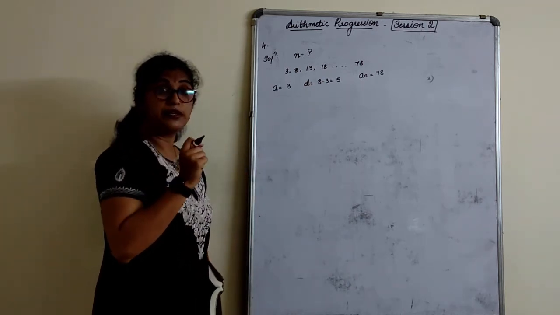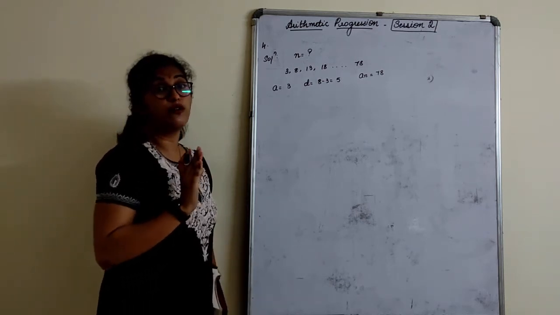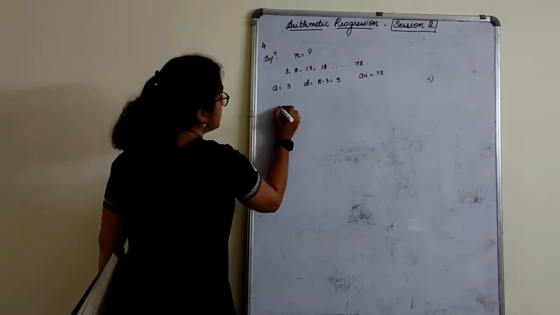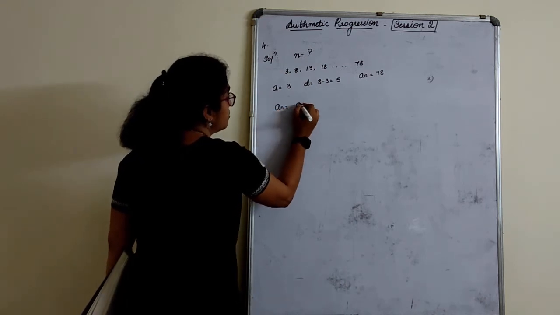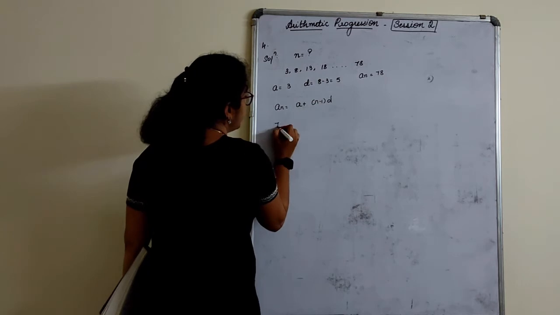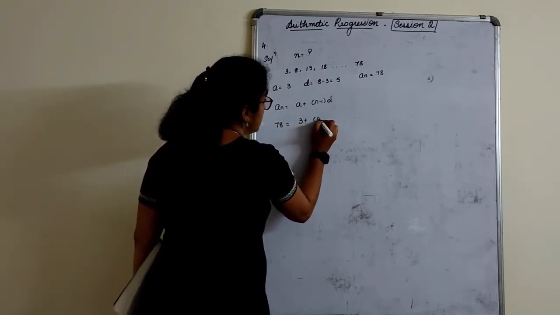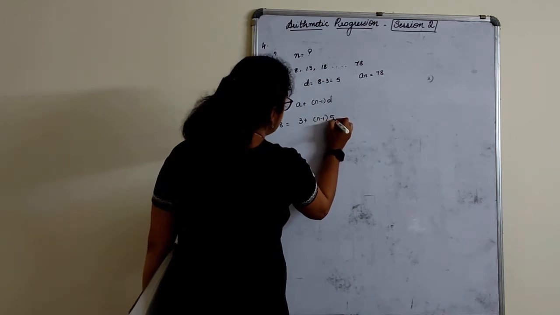Main thing in this chapter is the solutions, everything is very simple. Need to understand what is given. With respect to that, an is equal to a plus n minus 1 of b, where an is 78, that is equal to 3 plus n minus 1, where b is 5.